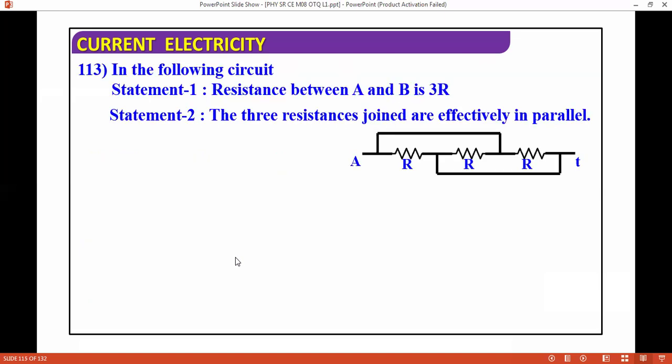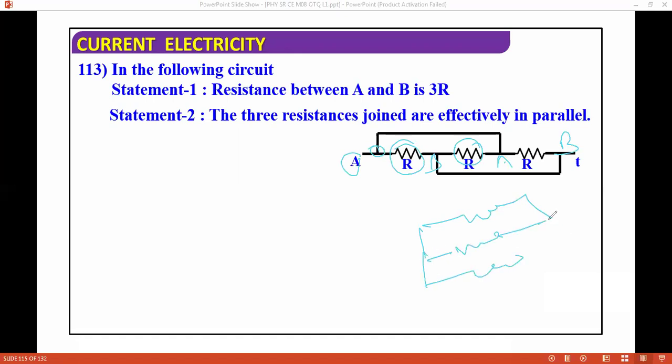Next question: the resistance between A and B is 3R. This is a very good question, and I'm giving you one hint. This point is A, and this point is also A because it is connected by a wire. If this point is B, then this point is again B. So this is R, this is R, between A and B. This is a very famous question for JEE.